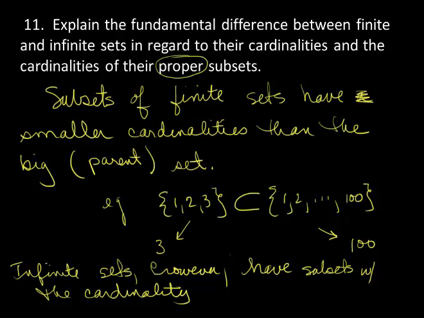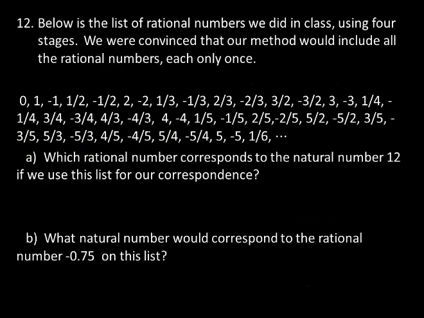Now I refer you back to the last problem as an example. Not all of their subsets have the same cardinality, but infinite sets do have subsets with the same cardinality as the big set or the parent set. Question 12 has to do with the list that we made on a video and did in class. A list of all rational numbers, each on the list only once.